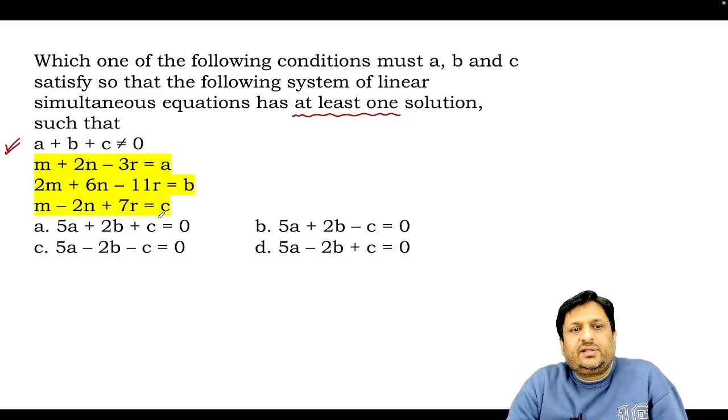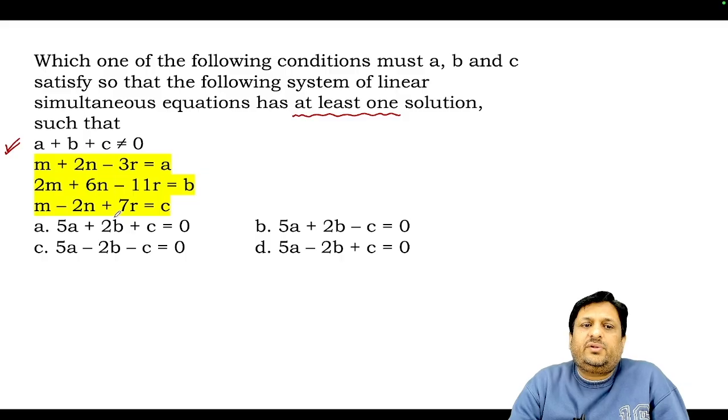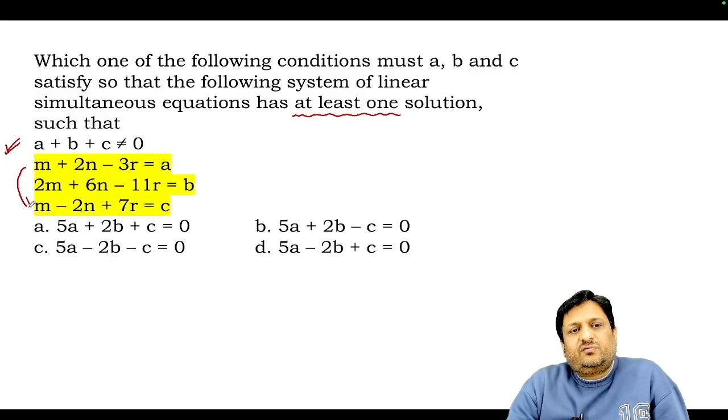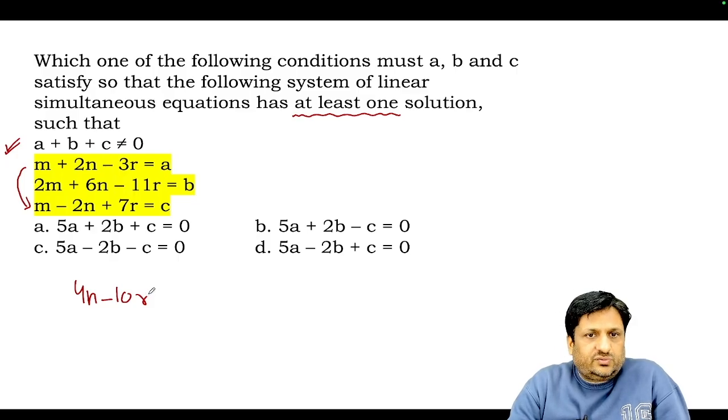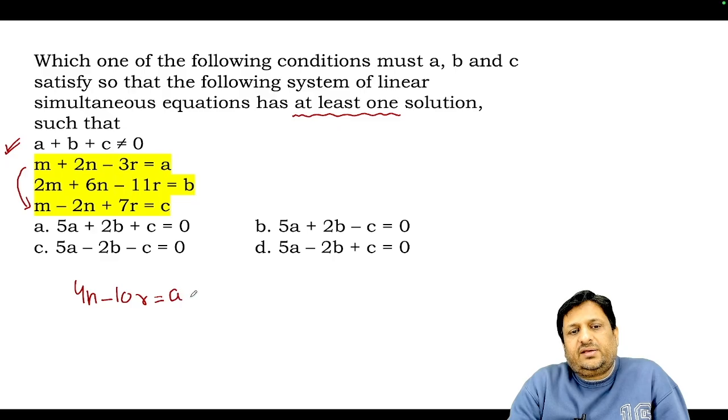By looking at the equations, I can see it is easy to eliminate m or n. So let me try to eliminate m first. If I subtract the third equation from the first equation, what will happen? m minus m will become 0. 2n minus of minus 2n will become 4n. Minus 3r minus of plus 7r will be minus 10r, if I am not wrong. So I have subtracted the third equation from the first equation, and the right hand side will be a minus c, isn't it?